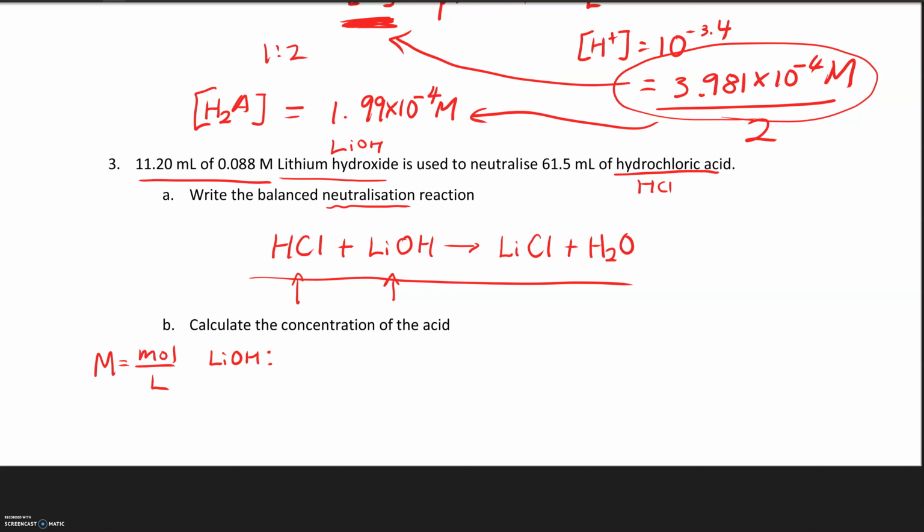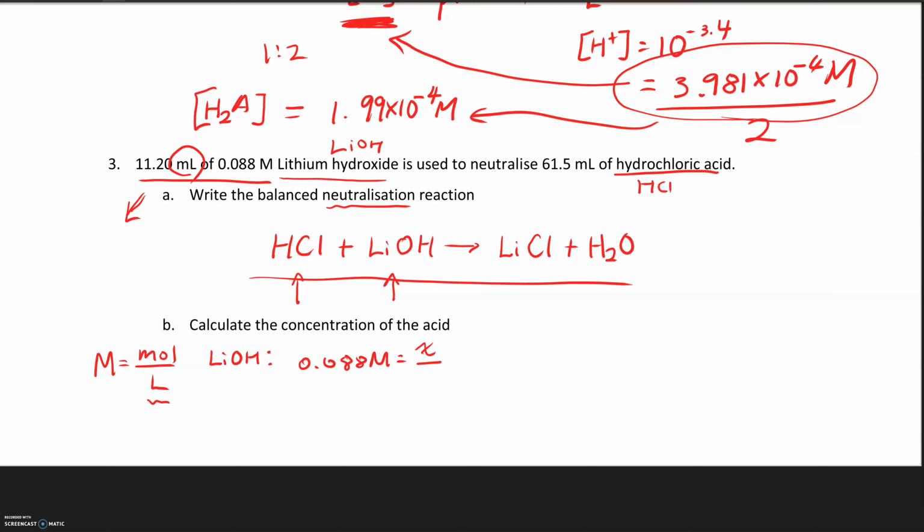So our molarity, starting with 0.088 molar, equals the number of moles X, over our volume. Now, it's going to be very easy for you all to mistake that volume 11.20 milliliter to go directly down here. But notice the unit of milliliter and then our unit of liter. We do have to have it unit specific, which means we have to convert milliliters into liters.